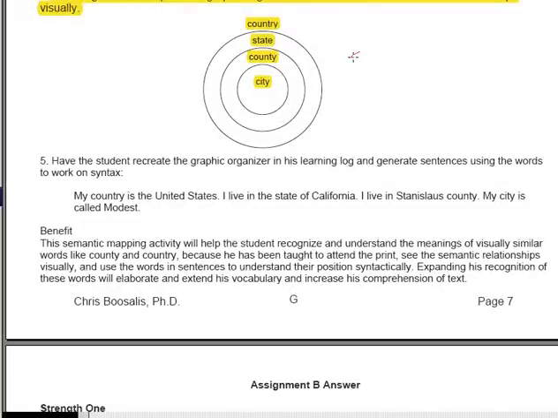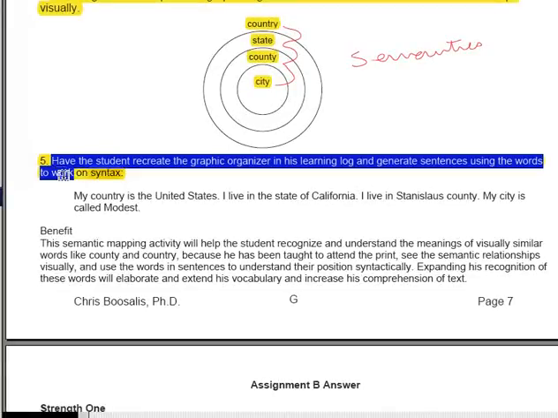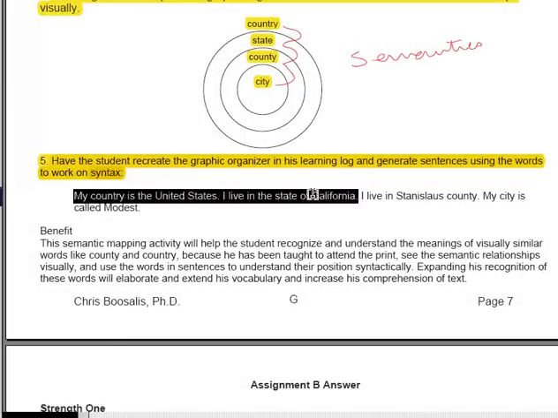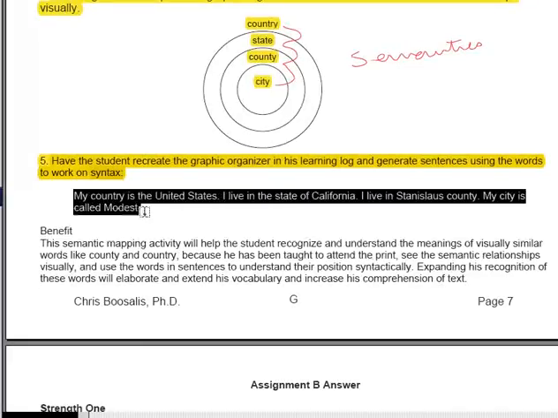Why do you do this? To work on semantics. That's why meaning. So that the child can actually visualize how the words are ordered. Now, the last thing you can do to work on grammar, i.e. syntax, is have the student recreate the graphic organizer in the learning log and generate a sentence. Like, my country is the United States. I live in the state of California. I live in Stanislaus County. My city is called Modest.